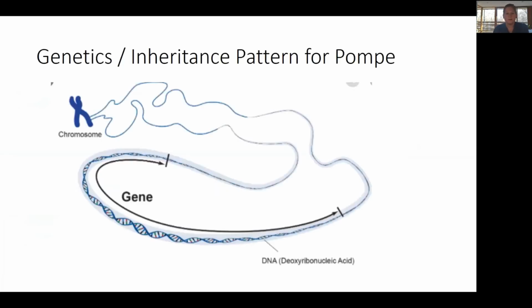Now I'll switch gears a little bit and talk about the genetics of Pompe disease. And this ties back to the molecular testing that I mentioned, but we'll go in a little bit more depth here. So a reminder for everyone, when we're talking about chromosomes and genes and DNA, we have 23 pairs of chromosomes, so we have 46 chromosomes, and on each chromosome, DNA is wound tightly, and each section of DNA is considered a gene.